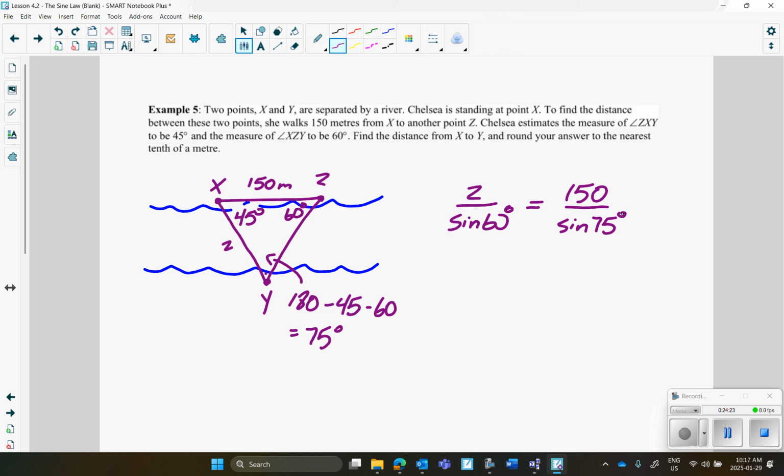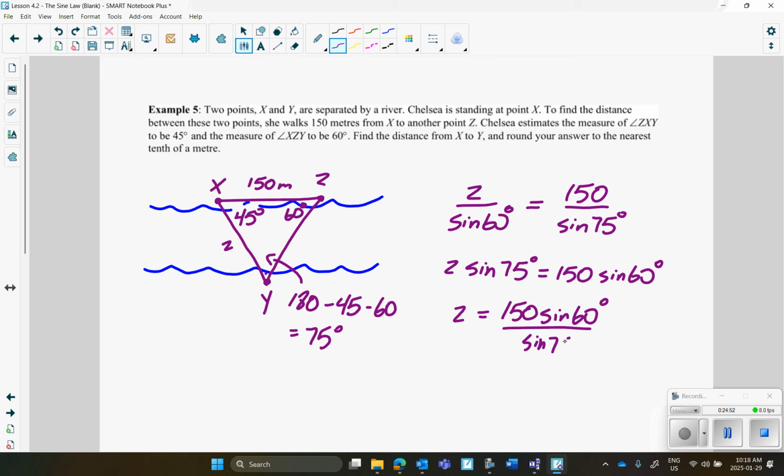Cross multiply, divide both sides by sine 75, round to the nearest tenth of a meter, that's one decimal place. So if we cross multiply, we get z times the sine of 75 is equal to 150 times the sine of 60 degrees. Divide both sides by sine 75, and z will be found by doing 150 times the sine of 60 degrees, and divide that by the sine of 75 degrees. You get approximately 134.5, and that's meters.